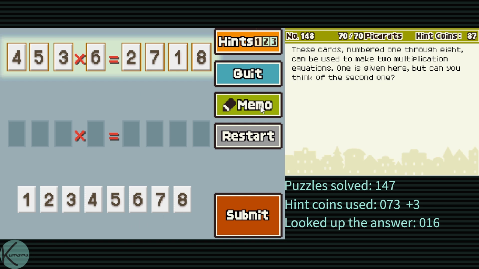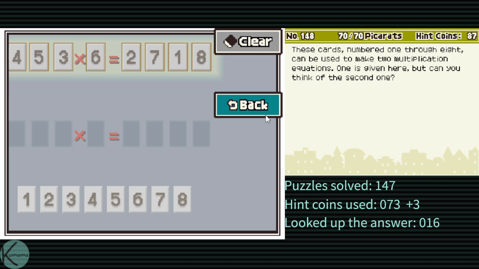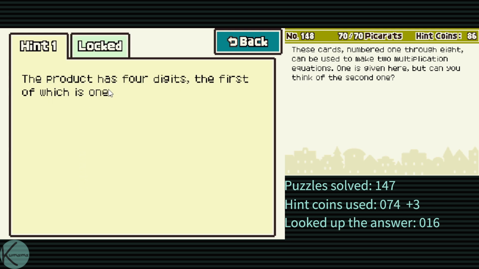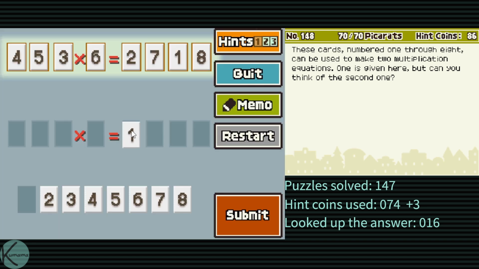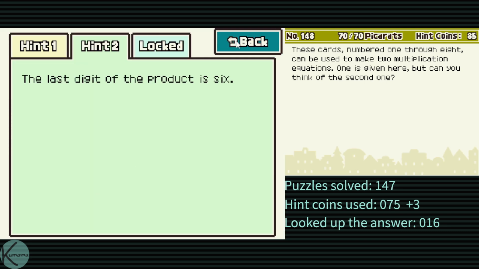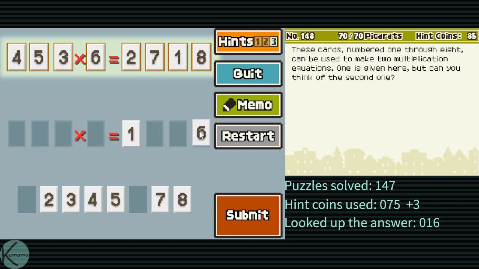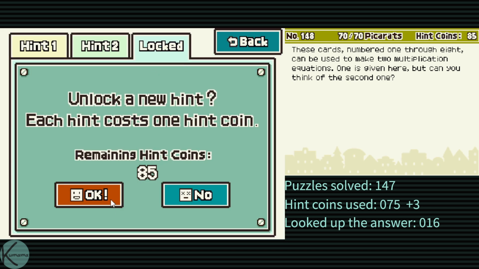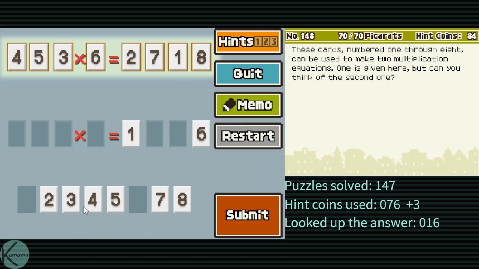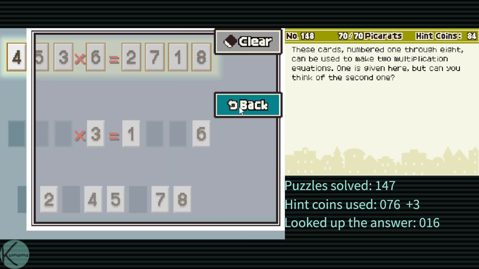Okay, let's pull out the memo. Let's try this out. You know, we have hints for a reason. The product has 4 digits, the first of which is 1. Okay. The last digit of the product is 6. Product, what am I saying? The single digit multiplier is 3. Haha! I got that one right. Okay. Now to get the calculator.